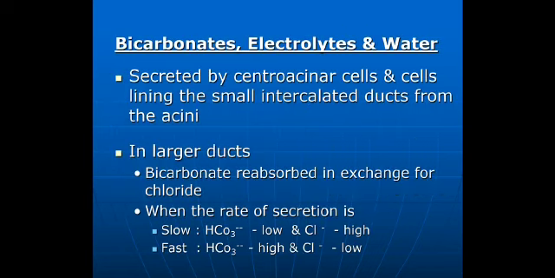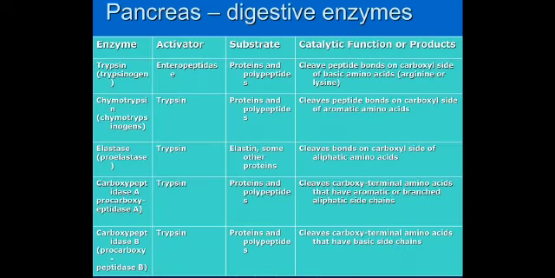The bicarbonate, electrolytes and water are secreted by the centroacinar cells and cells lining the small intercalated ducts from the acini. In larger ducts, bicarbonate is reabsorbed in exchange for chloride. When the rate of secretion is slow, the bicarbonate is low and chloride is high. If the secretion is faster, the bicarbonate secretion is high and the chloride secretion is low. So these are the digestive enzymes formed in the pancreatic juice.